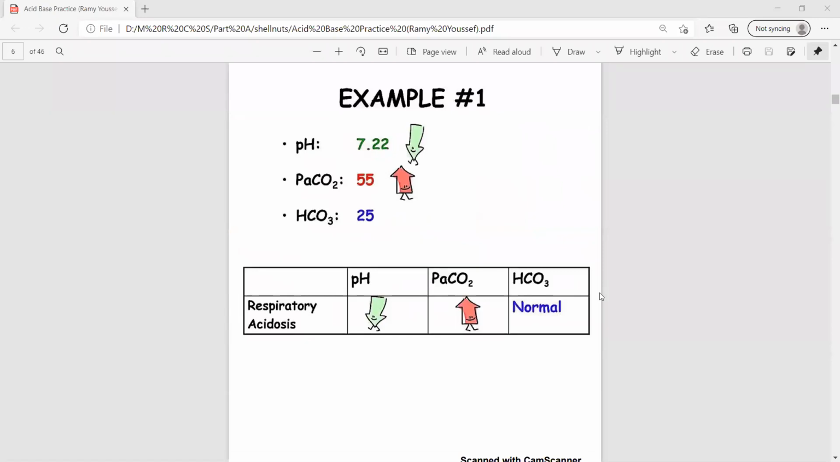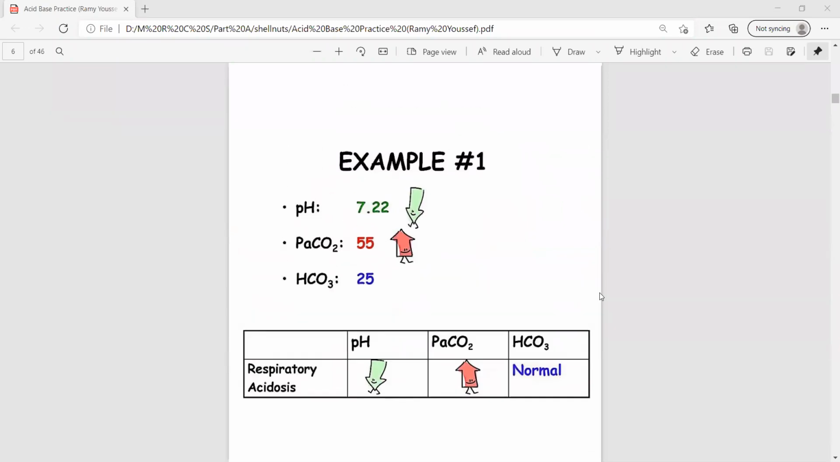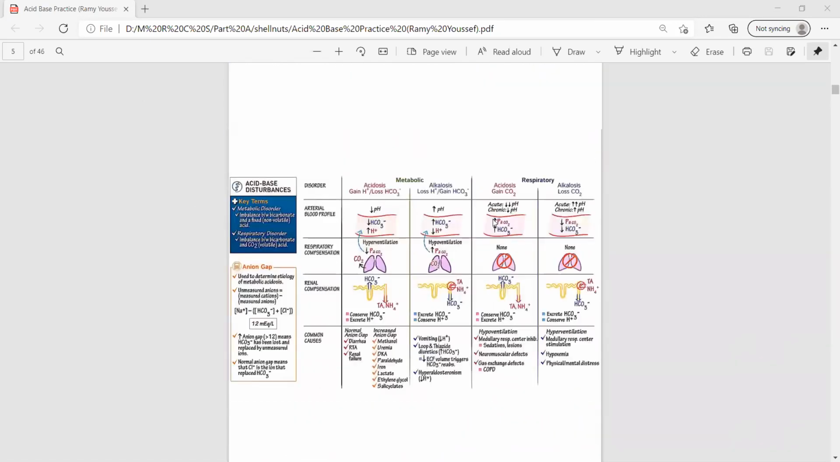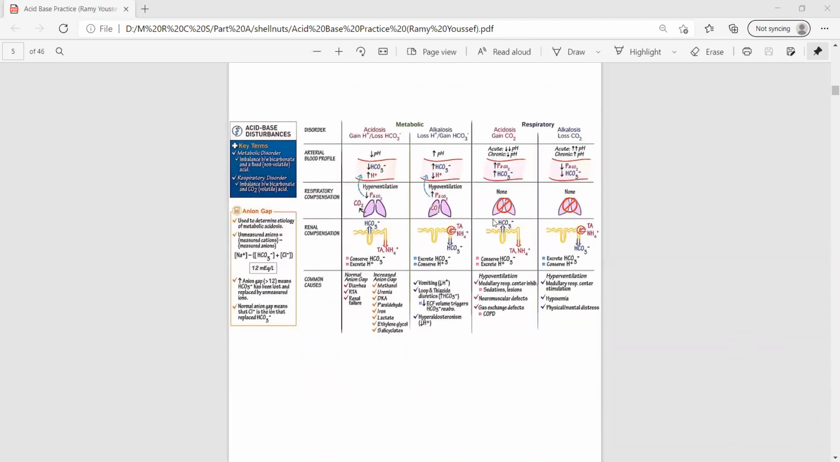Sorry, sir, one question. When can we say that it is compensated, renal compensated or respiratory compensated? When can we say this is compensated or not compensated? Okay, compensated means normal pH. Nice question, we forgot to explain. We have what is called partial or fully compensated.